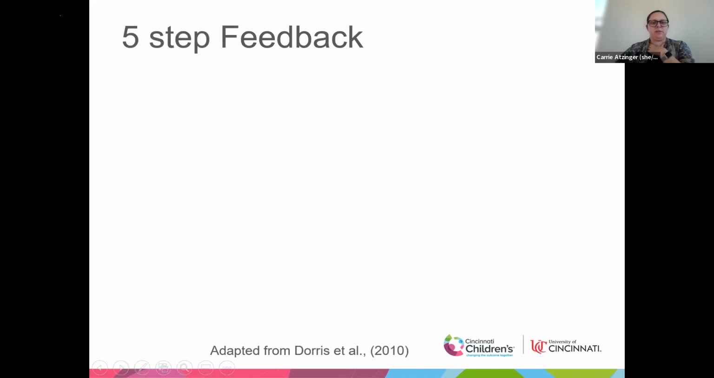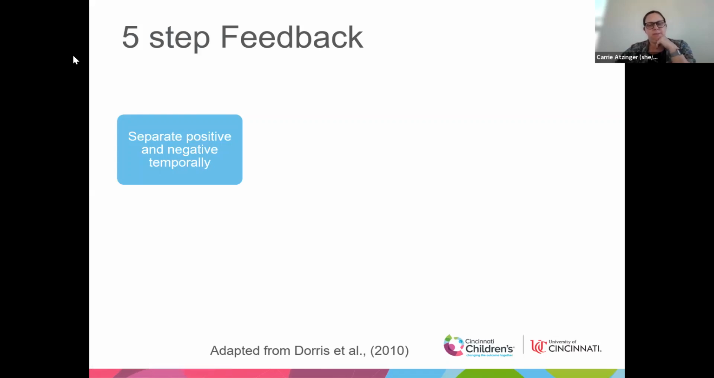And then the last method I wanted to mention is something called the 5-step feedback method. This one is very different, but I think it's helpful in thinking about a different way to separate positive and negative feedback. So in this method, you really separate the positive and the constructive feedback in time. So that means you may use one case that you're seeing with a student or one learning experience to say, hey, I'm just going to provide you for this case feedback about what I think you're doing well. And for the cases we see tomorrow, we're just going to focus on things to improve.